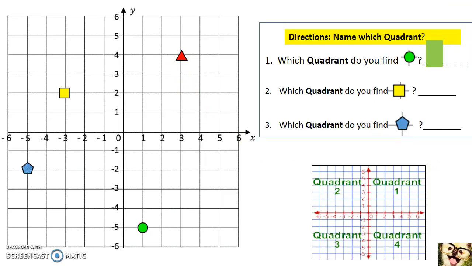Now the quadrants. Let's take a look here at the green circle. Which quadrant would I find that green circle? Well, I always start here. This is my quadrant 1, 2, 3, 4. It is in quadrant 4. Now it's your turn. Which quadrant do you find the yellow square? Let's check your answer. It is in the second, or number 2, quadrant.